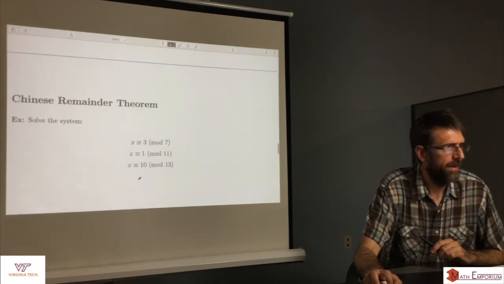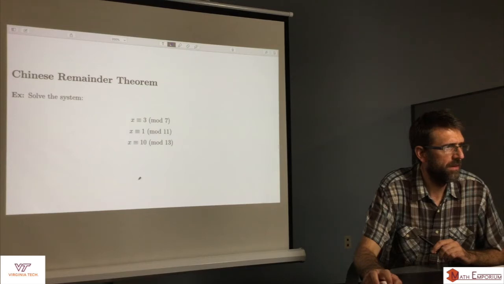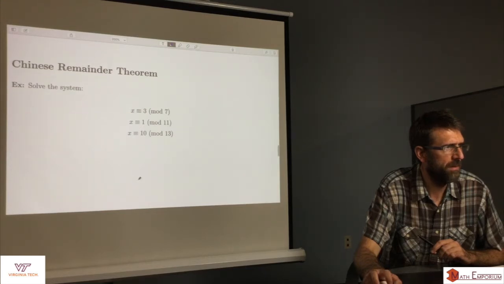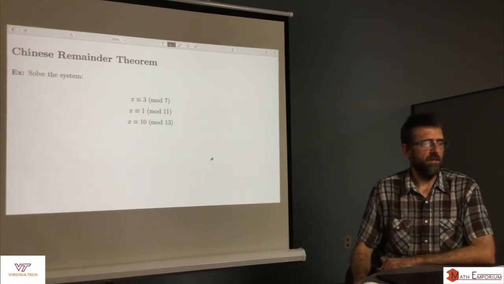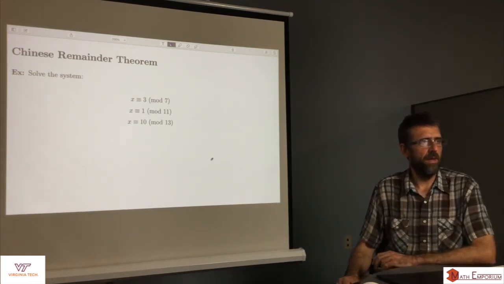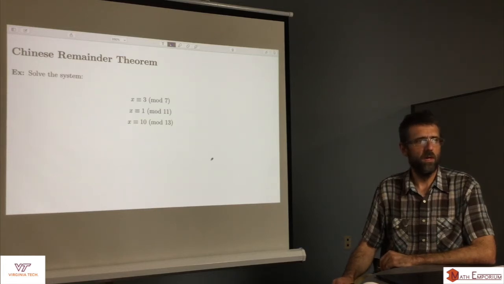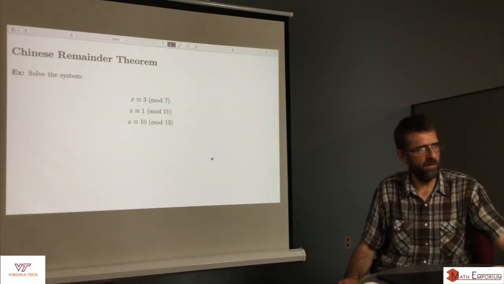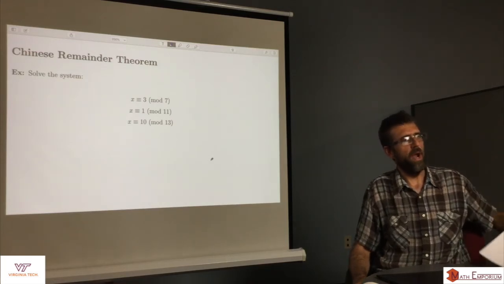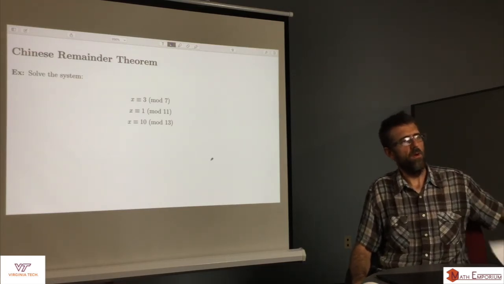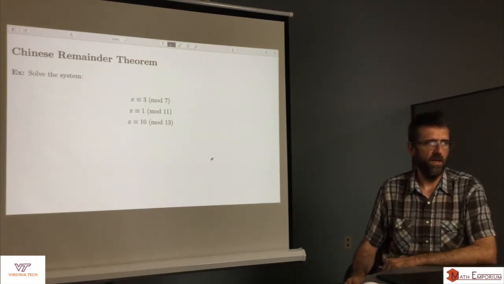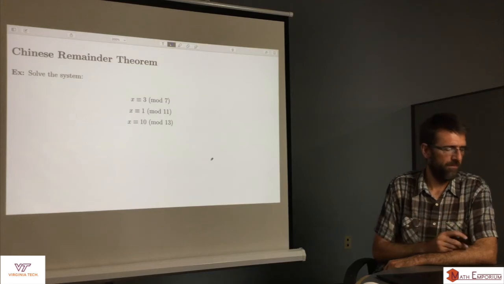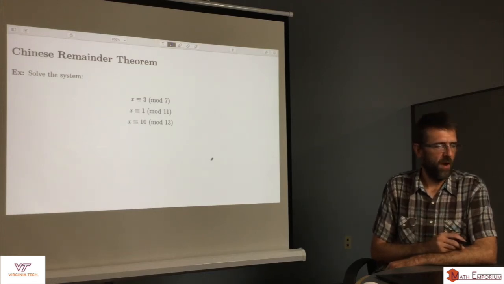All right, and so finally, I want to introduce another important theorem that we'll be using quite a bit. This is what's known as the Chinese remainder theorem. Basically, this is what's going to allow us to solve systems of congruences where the moduli involved in the congruences are pairwise relatively prime to each other. So I'm actually just going to introduce this by way of an example.